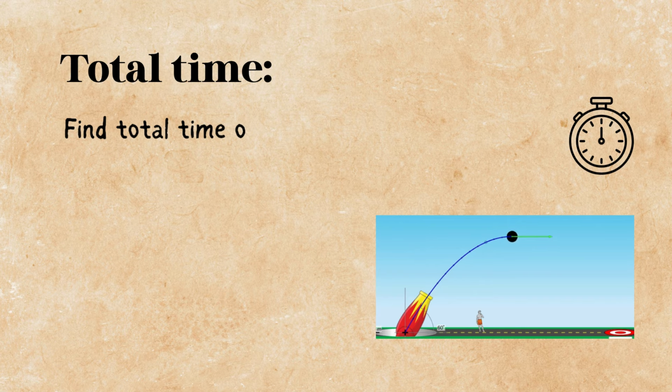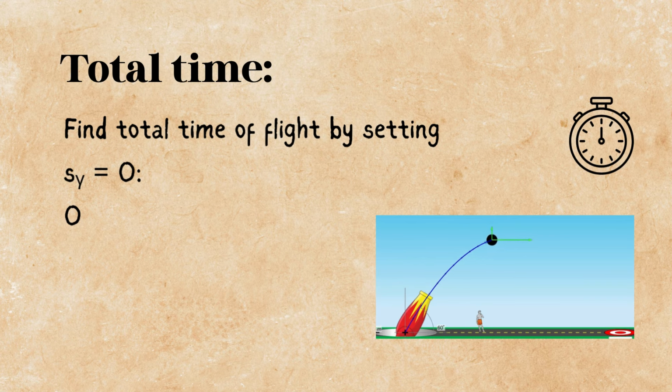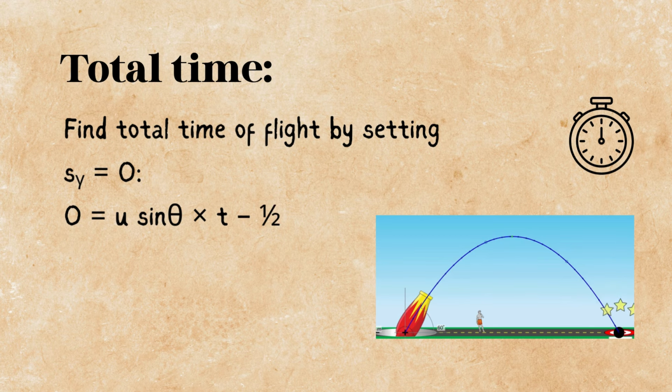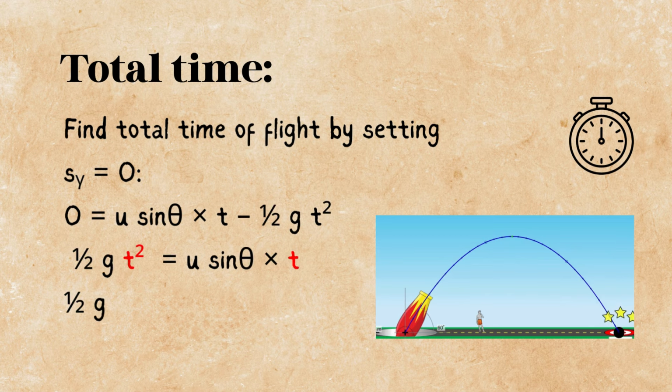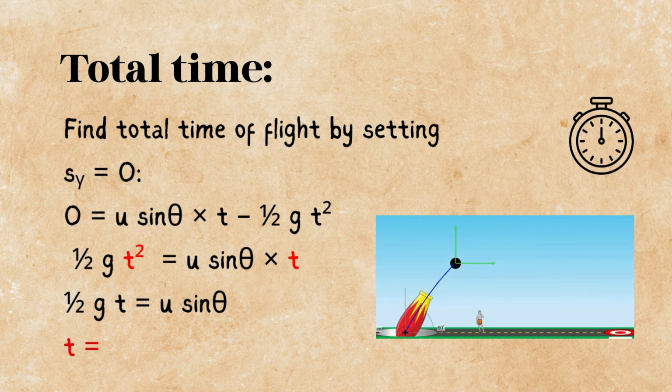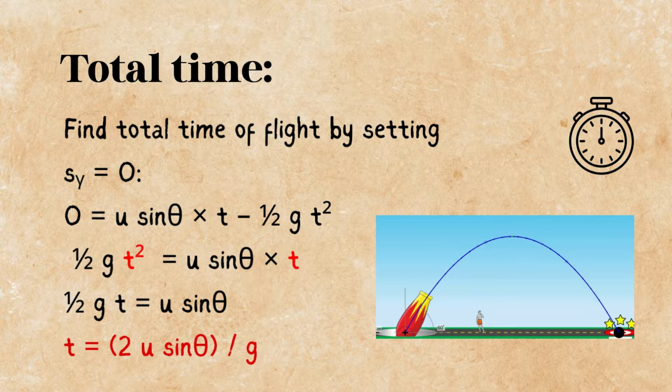For finding the total time of the motion, we use this information that the object started from the ground and ended on the ground. That means the vertical displacement is zero. So I go to my vertical equations, I use this information, and I have it. Total time of the motion is 2 times u sine theta over g.